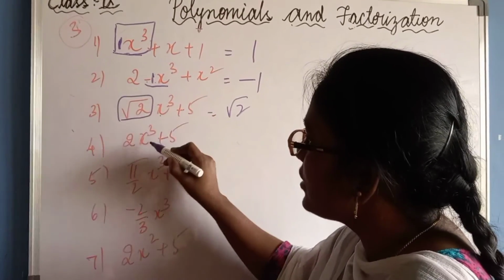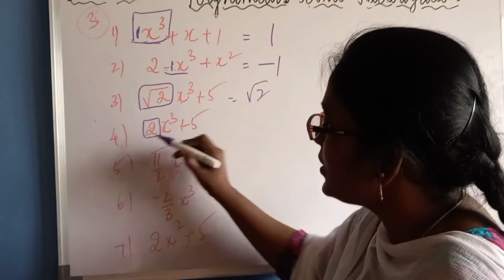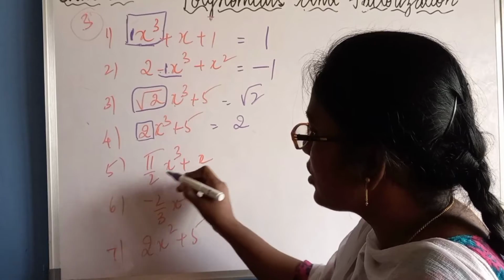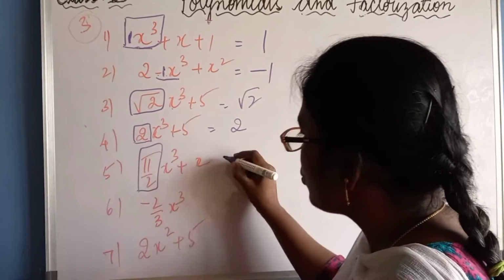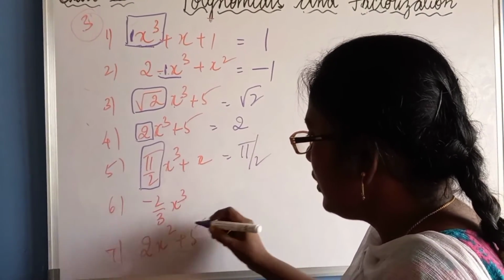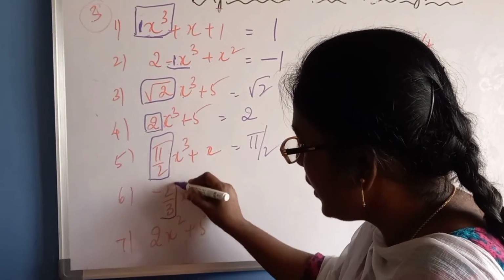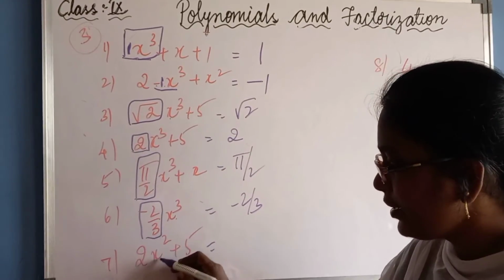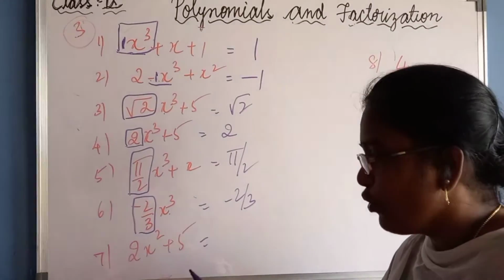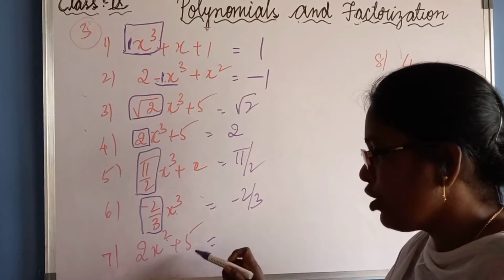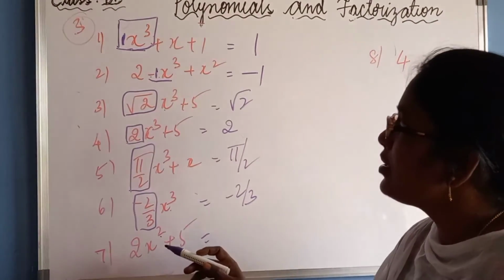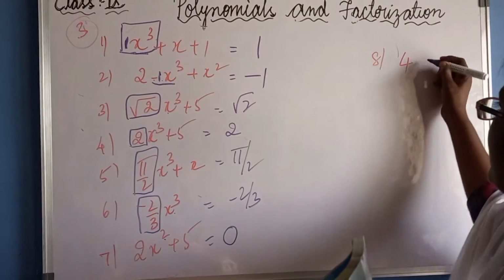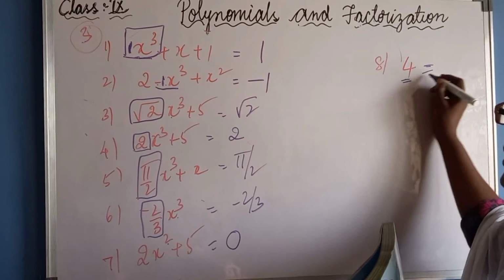Right children? X cube. So what is there on the left hand side of x cube? 2. Now x cube left side, pi by 2. Now x cube left side again, minus 2 by 3. Now is there x cube here? No. Only the x square term and constant term are given. As the x cube term is not given, the answer will be 0. And here only the constant term is given, so the answer will be 0.